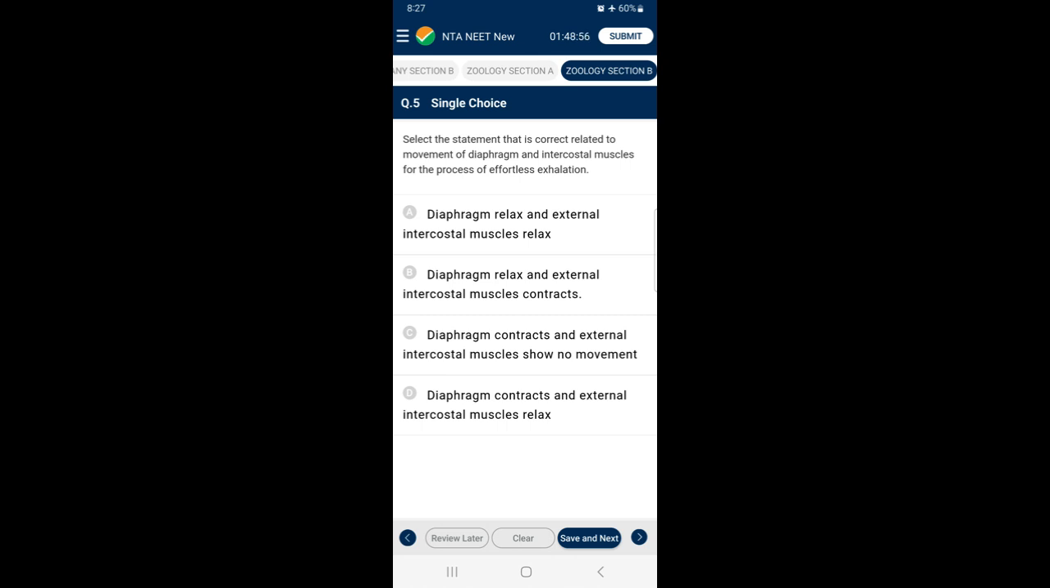Question number 5. Select the statement that is correct related to movement of diaphragm and intercostal muscles for the process of effortless exhalation. The process of effortless exhalation is a passive process which involves relaxation of the diaphragm and external intercostal muscles. The answer is option A. Diaphragm relaxes and external intercostal muscles relax.